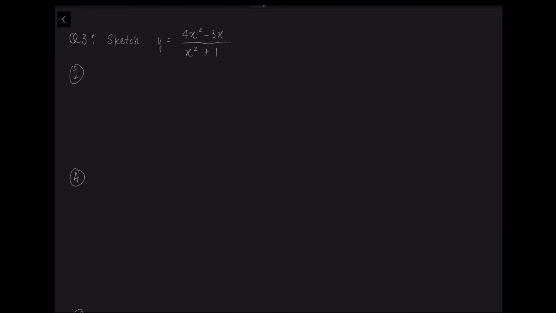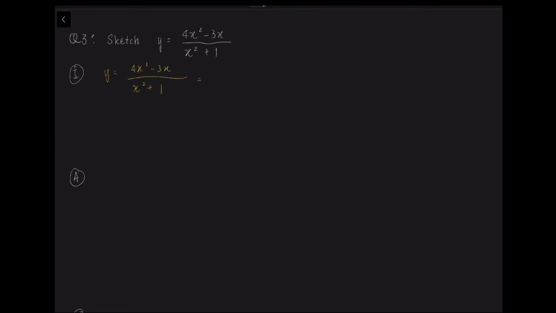Alright, now we are going to sketch this graph: y equals (4x squared minus 3x) over (x squared plus 1). Let's start with the identity. So we look at the numerator and the denominator of this equation and we realize that they have the same power. So we will use the identity that we have learned just now and transform it into a new equation.